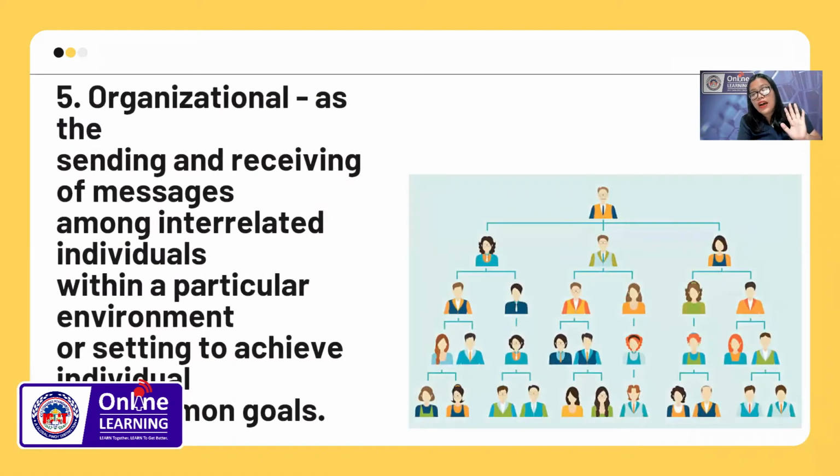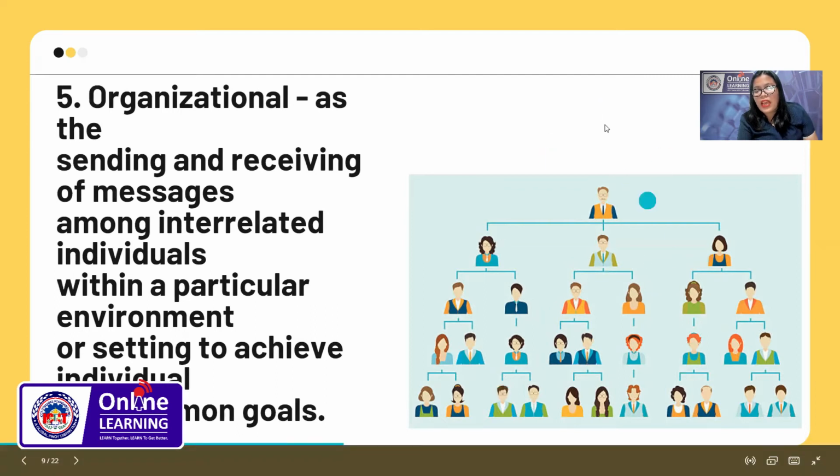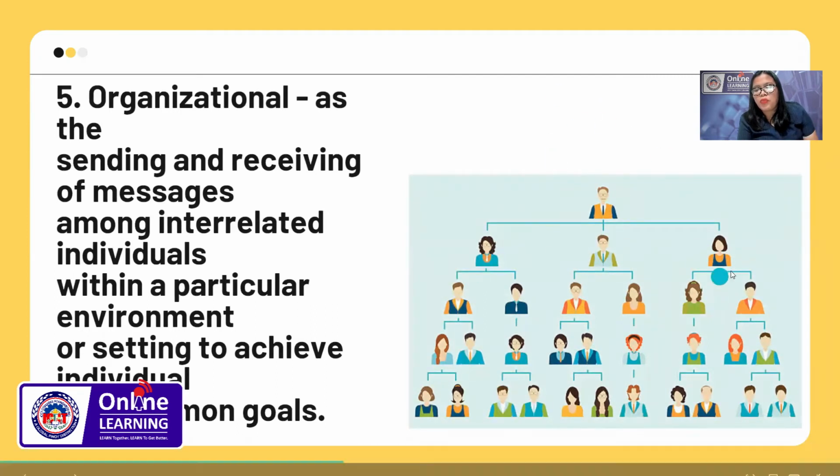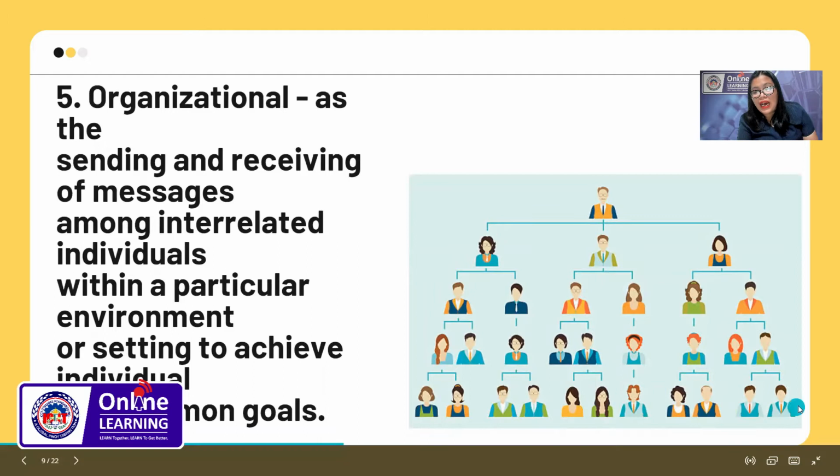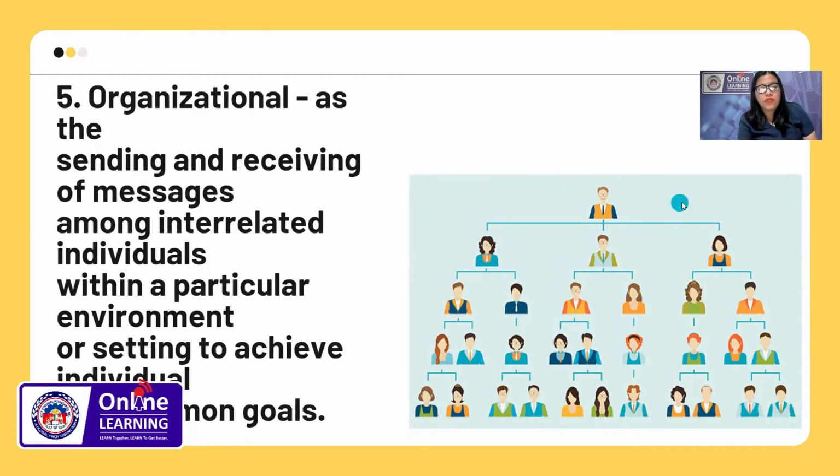Next, we also have number 5, the organizational. When I say organizational, you are sending and receiving messages among interrelated individuals. They have common goals, and they have a leader, and the message proceeds downward to achieve their common goals. A government is an organization. A school, we are an organization.